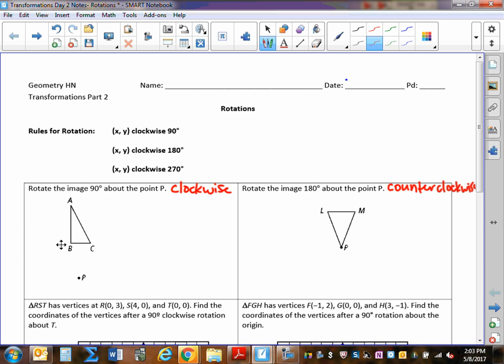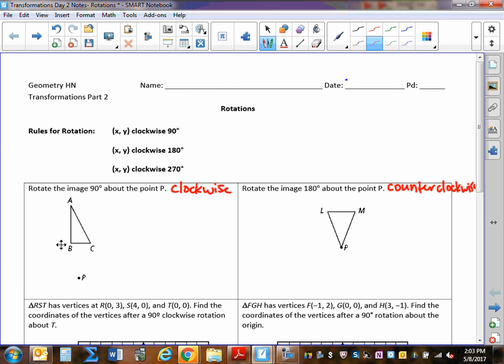Alright, so again, rotations, just like your translations, the slide, and the reflections, the flip. For some of you, you're able to see it visually. For some of us, we struggle with that. So we're going to take a look at both ways.